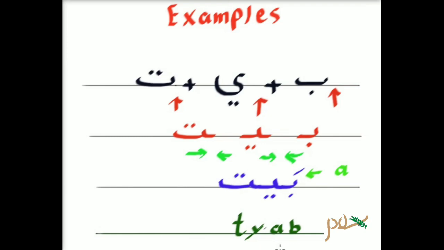Now, we will try to read this word from right to left. Bait, bait, bait, which means house or home. House, bait. Very good.